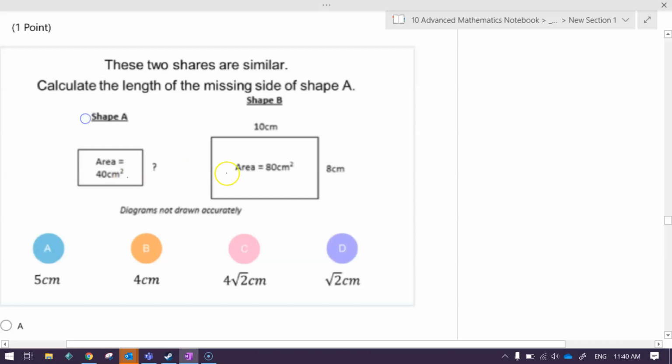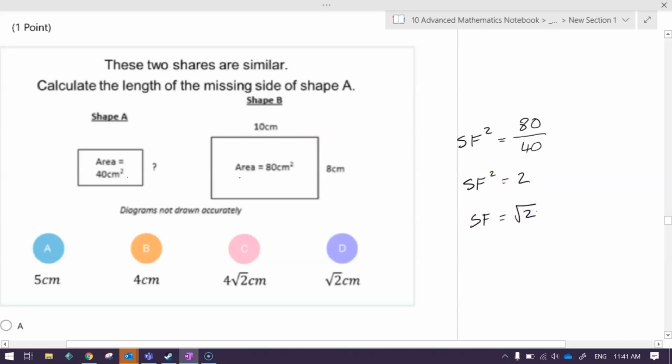Here, I've got a ratio of the areas. So my area scale factor is a squared factor. The scale factor squared is going to be the big area divided by little area. Why is it squared? Because areas are two-dimensional. So my squared scale factor, 80 divided by 40, is 2. So my linear scale factor, what's the square root of 2?